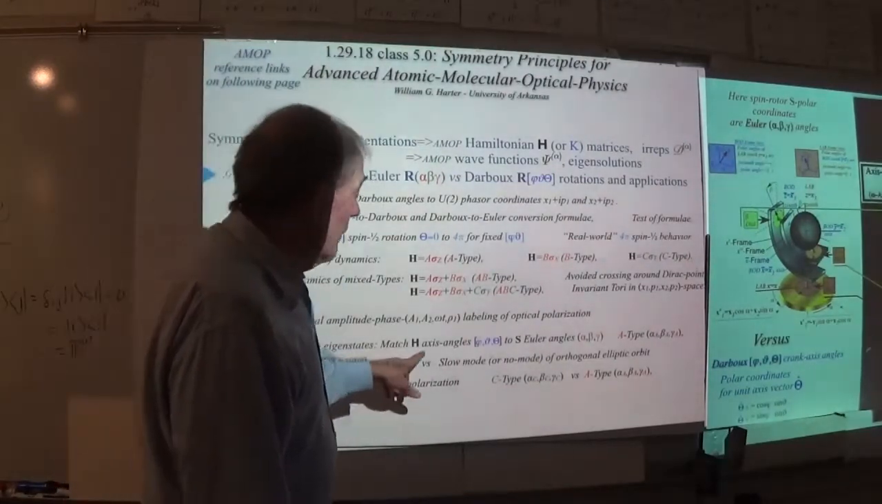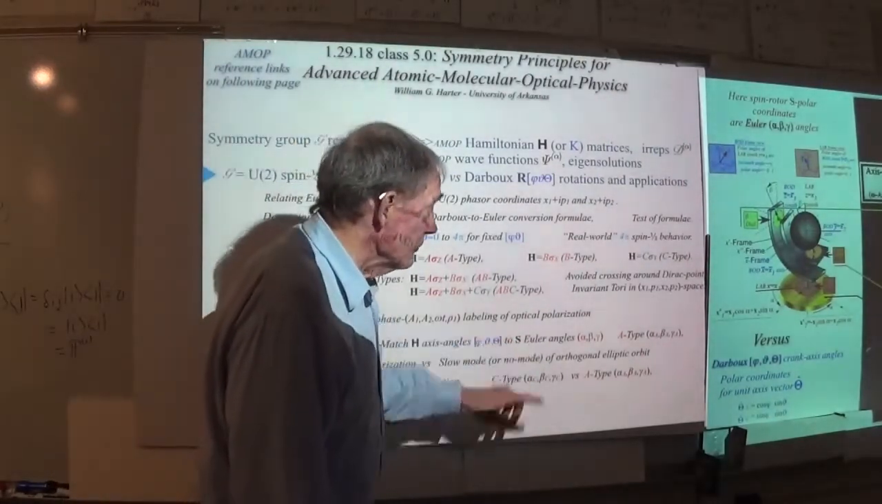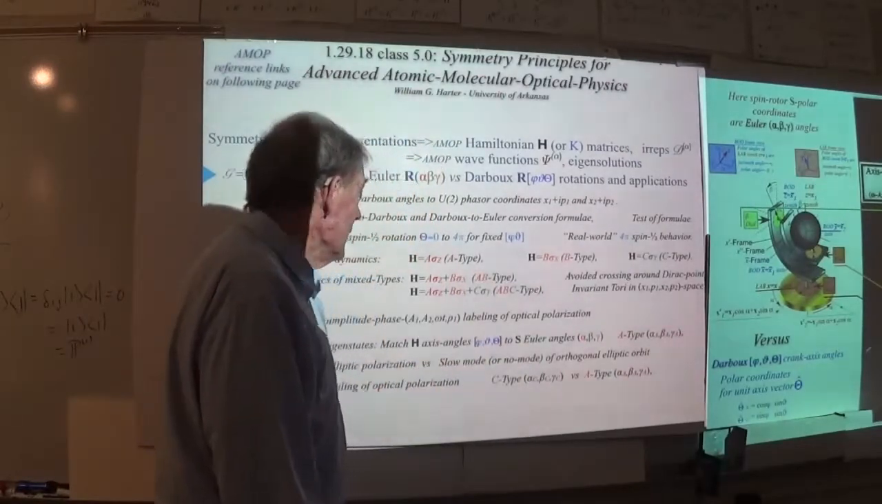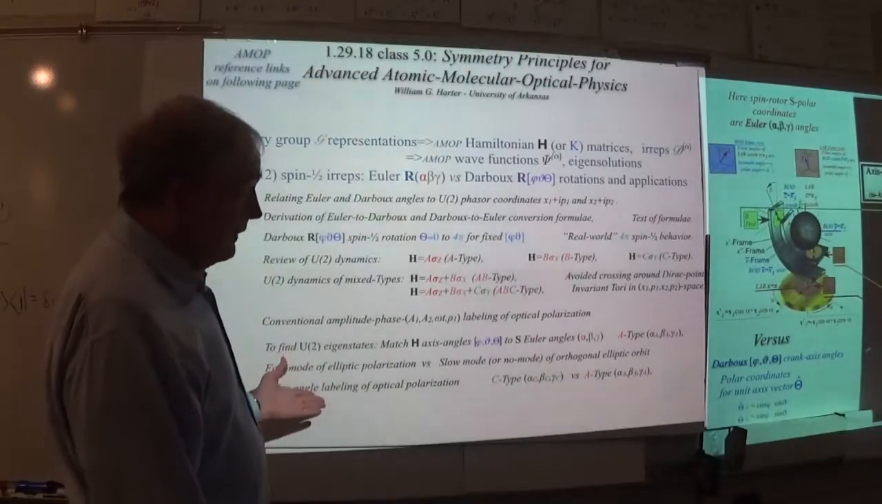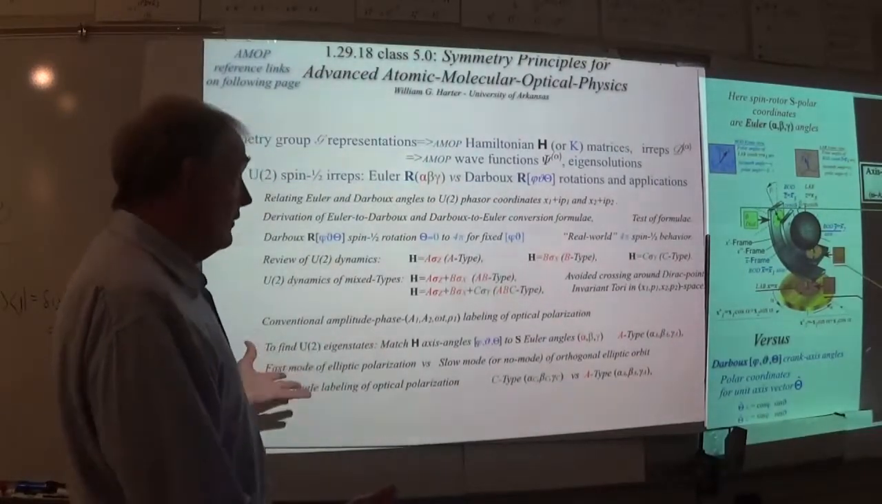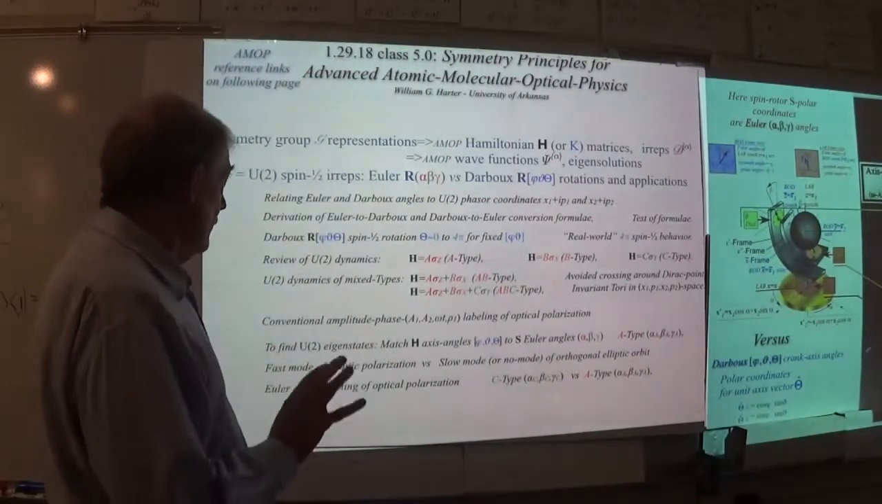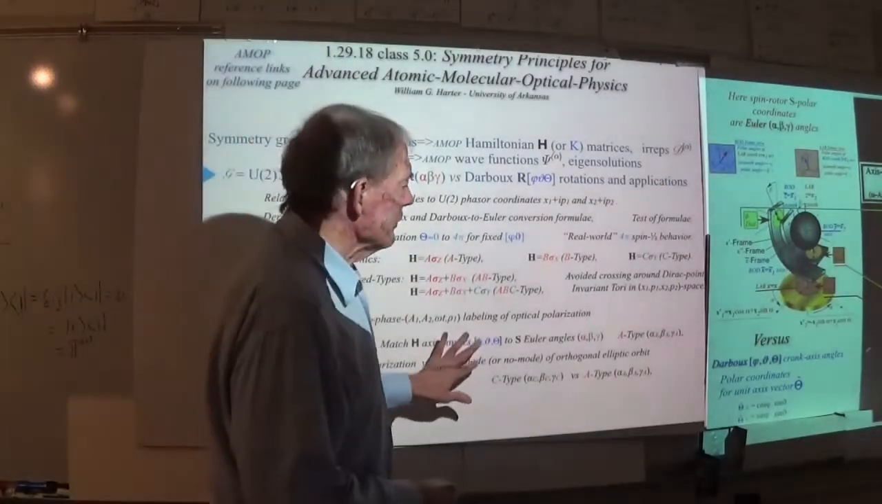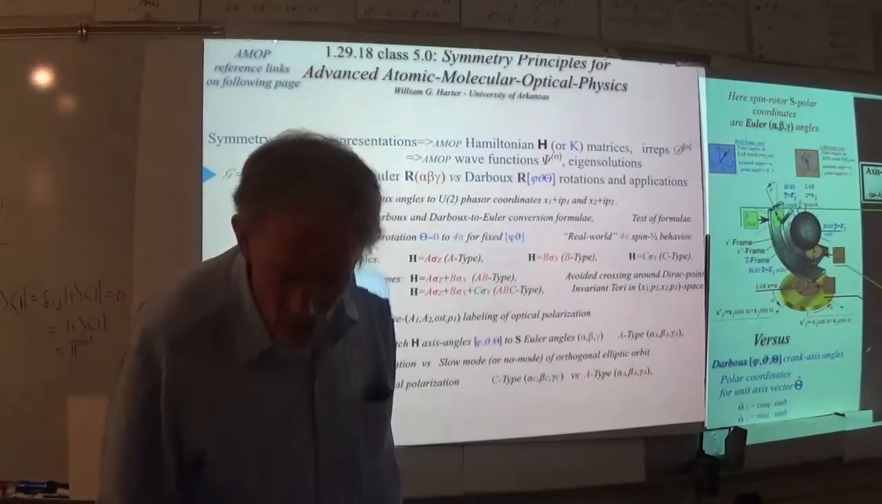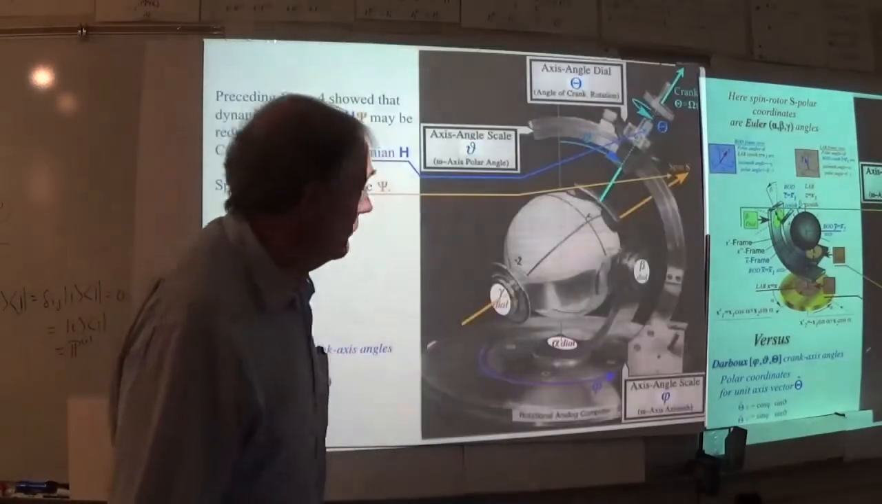And we'll see how far we get, because I would like to once again bring these Euler angles and axis angles together to find eigenstates of a two-state system in a very physical way. And we'll see some strange things that polarization can do. Okay, without further ado, let's go ahead here.